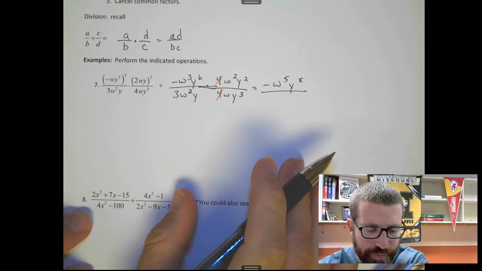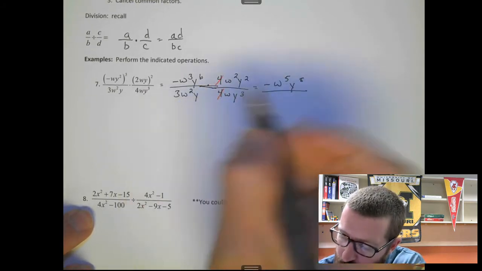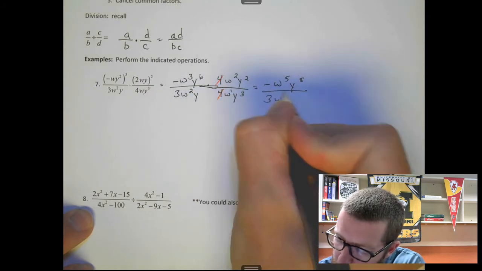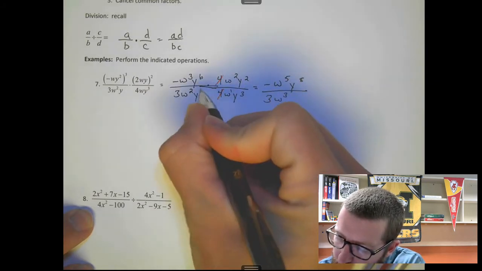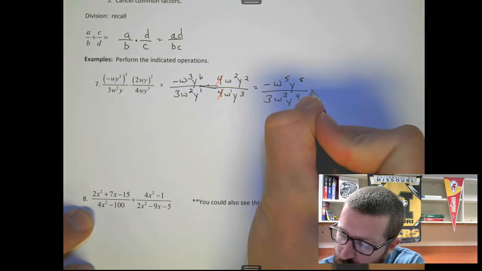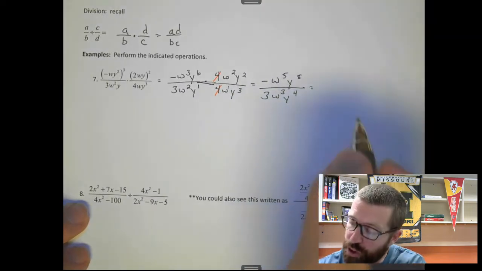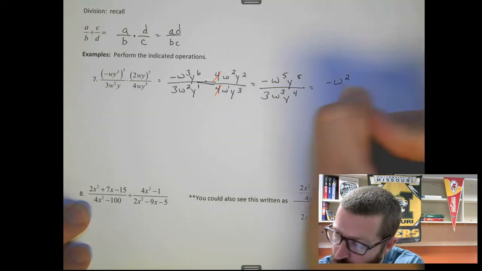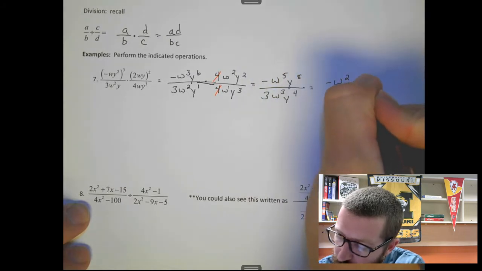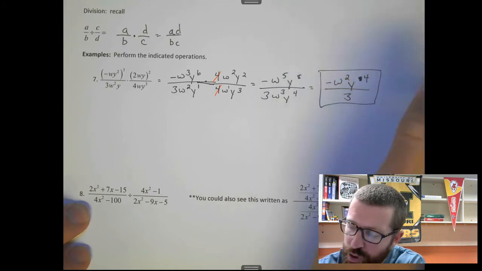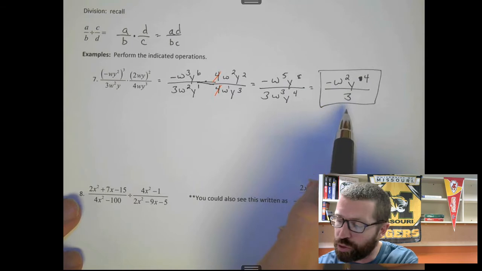And on bottom, we have the 4 is gone, but we still have the 3. And then I'm going to add exponents to get w cubed. And then I'm putting little ones there, and then y to the fourth. And now we can see this is negative w squared on top when we subtract. When you divide, you subtract exponents. And then y to the fourth on top. And on bottom, you're just left with 3. So it's negative w squared y to the fourth over 3.